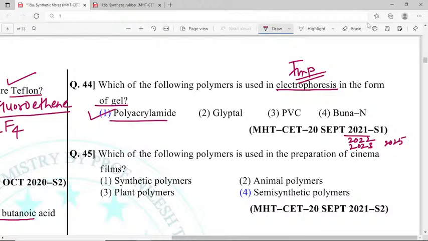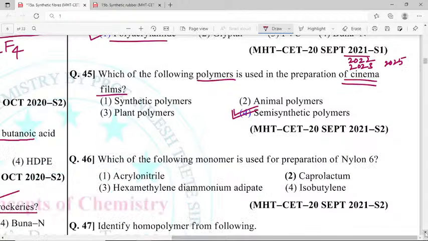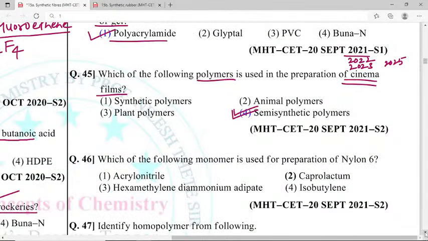Which of the following polymers is used for preparation of cinema film? Semi-synthetic polymer. It is also called a regenerated polymer. Semi-synthetic polymers are also called regenerated polymers. Viscose rayon and acetate rayon are the examples.